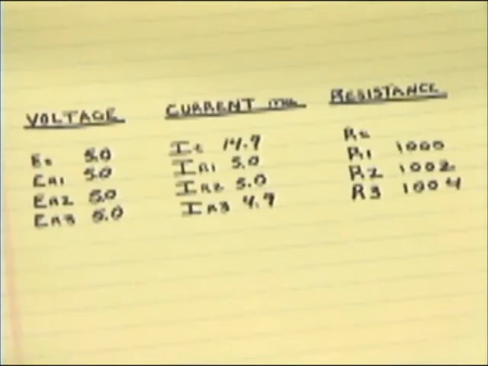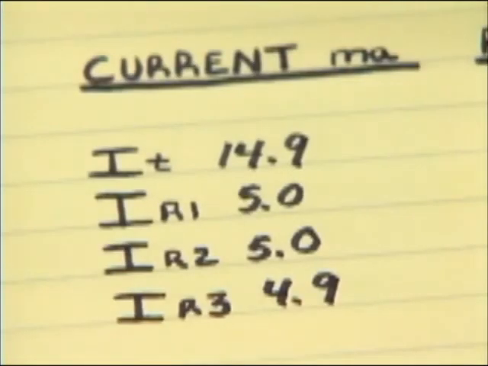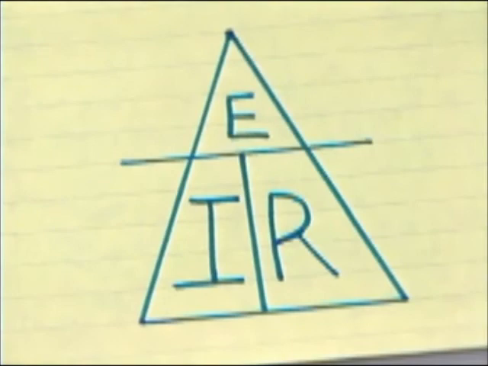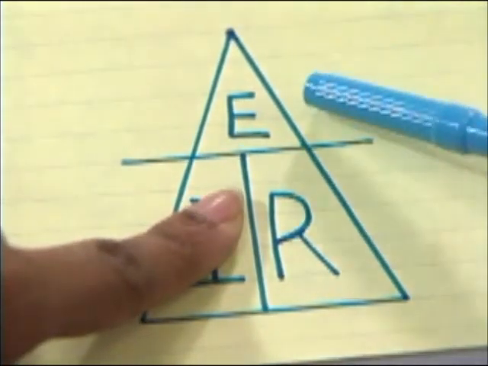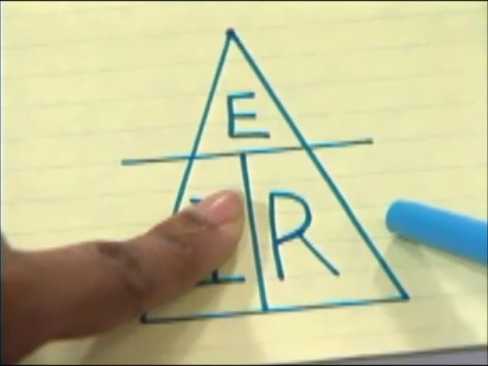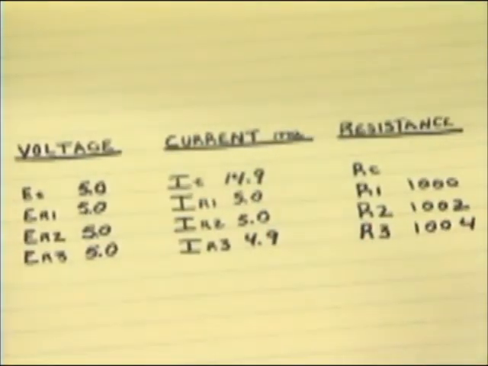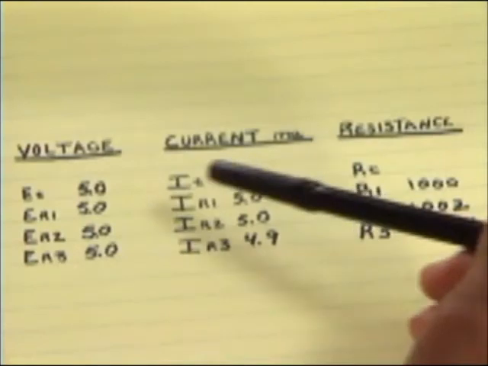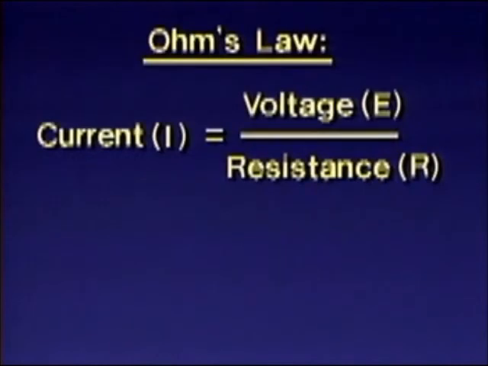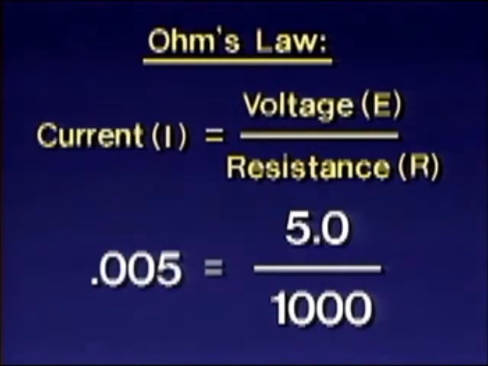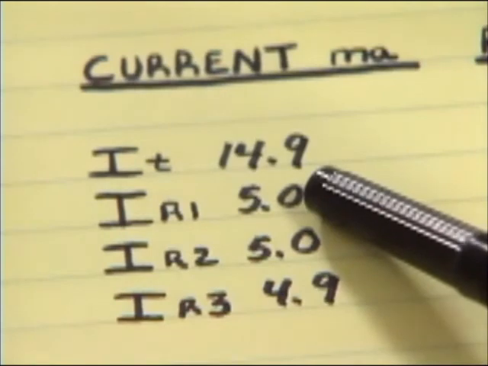Returning to the circuit you just tested, you can verify your readings for current by using Ohm's law. Remember to use your memory aid. Since in this case you want to solve for current, cover the letter I, and you'll find that I is equal to E divided by R. Let's start by verifying the current in branch 1. Since the voltage is 5.0 and the resistance is 1,000 ohms, you can verify current by dividing 5.0 by 1,000. The answer is 0.005 amps, or 5.0 milliamps, which matches your reading.